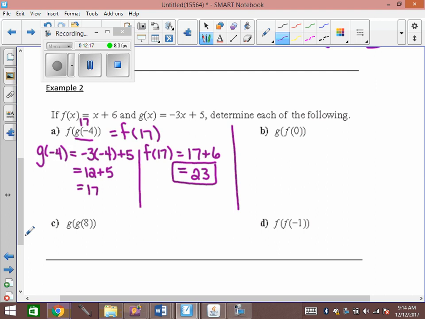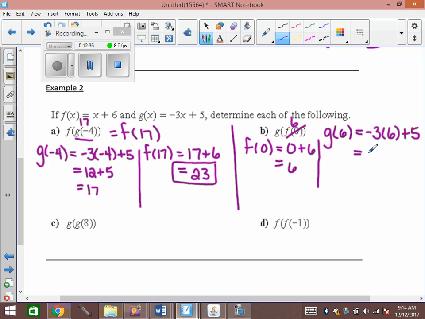Okay. F of 0 equals 0 plus 6. So it's 6. So now instead of F of 0, I have 6. So G of 6 equals negative 3 times 6 plus 5, which is negative 18 plus 5, which is negative 13.